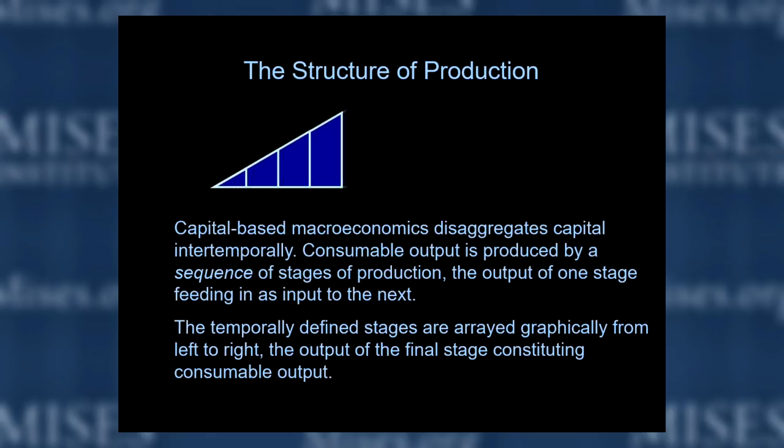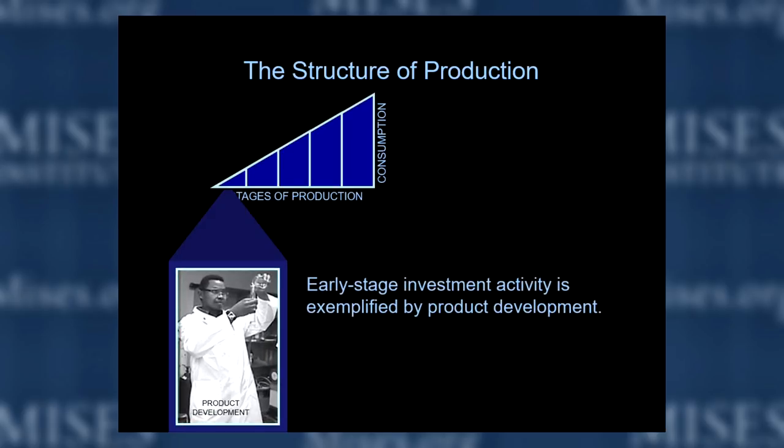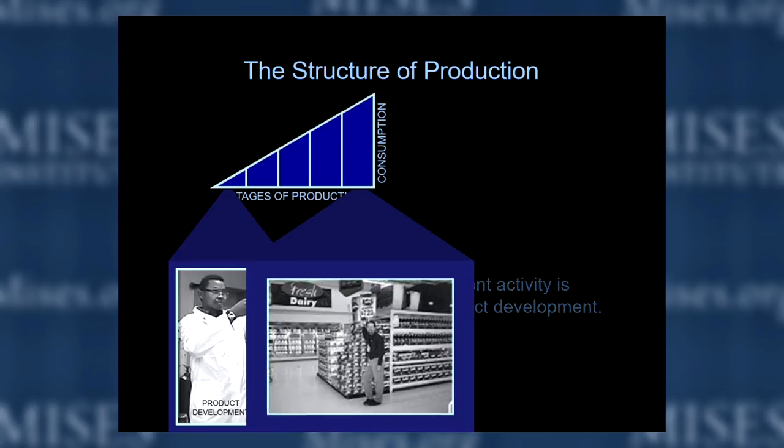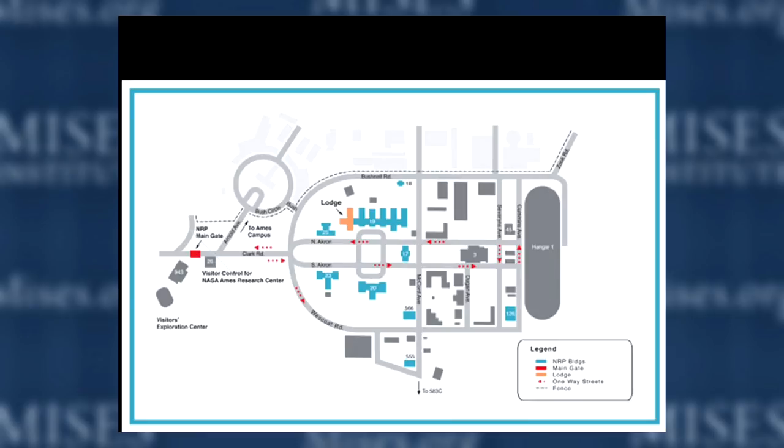Right? So there's the triangle in stages. At least we put the stages back in. And there's somebody at the early stage. It looks like he's on the ball, knows what he's doing. Late stage, now that guy's kind of loafing and doesn't have any customers, but they'll show up. Okay. Late stage investment activities is exemplified by inventory management. All right.